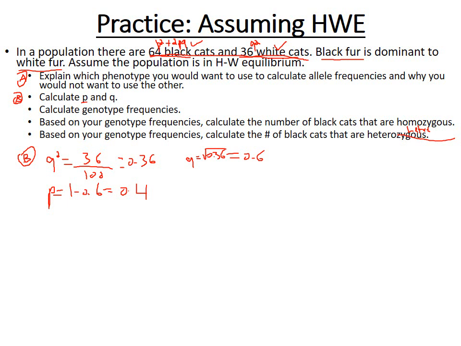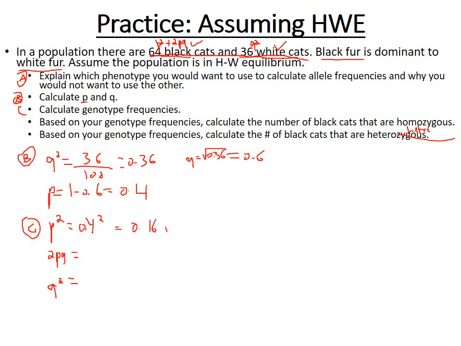Now that we have our P and our Q, we can go and do question C, which is calculate the genotype frequencies. So our genotype frequencies are going to be our P squared, our 2PQ, and our Q squared. So our P squared is going to be our 0.4 squared, 0.4 times 0.4, which should be 0.16.